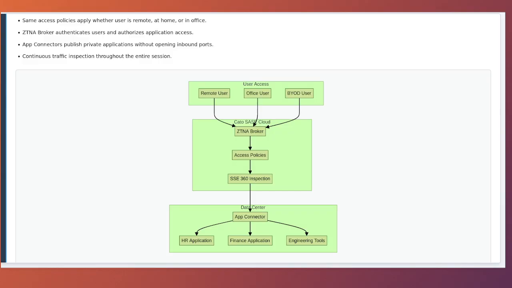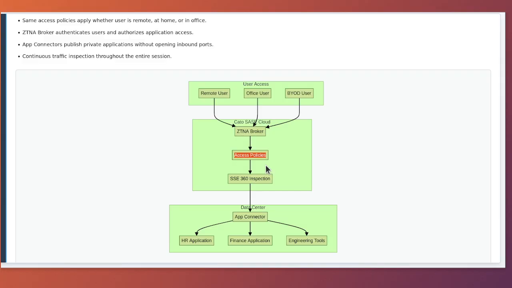The diagram illustrates the Zero Trust Network Access broker architecture. When a user initiates a connection through the Cato client, the request goes to the Zero Trust Network Access broker running within the Cato cloud. The broker authenticates the user against the configured identity provider and evaluates the device posture. Based on the user's identity, role, device status, and other contextual factors, the broker determines which applications the user is authorized to access.